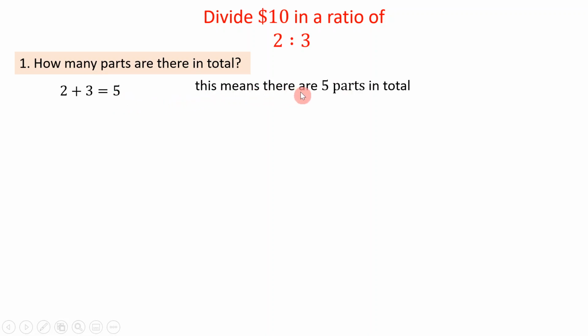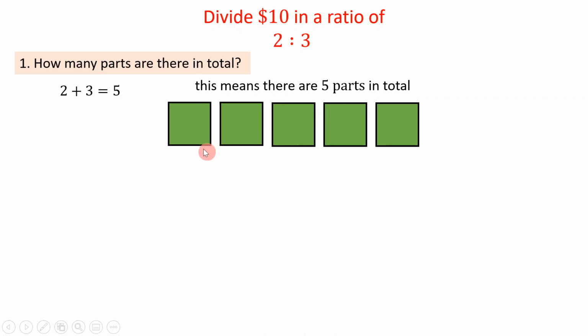So this means there are 5 parts in total. So if we were to visualize this, you could think of 1, 2, 3, 4, 5 parts. And those 5 parts are going to equal our total value here, which is $10. So we have 5 parts that equal $10.